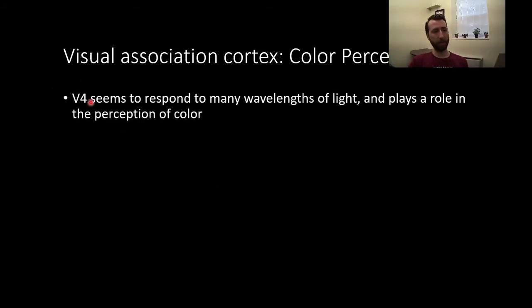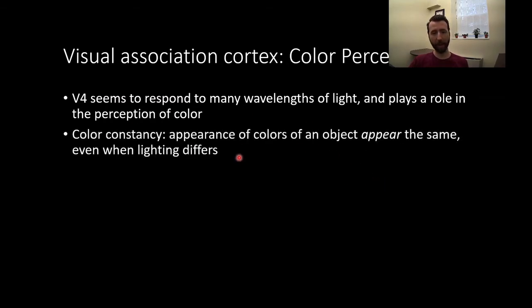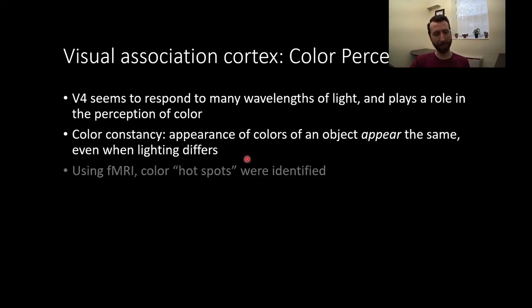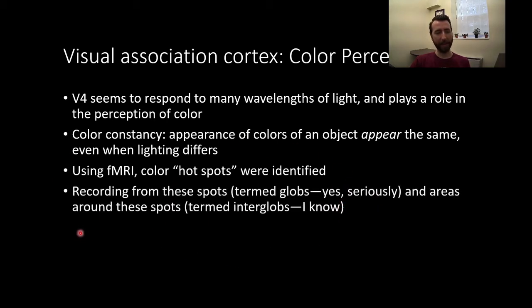V4, so visual association cortex area 4, responds to many wavelengths of light and plays a role in the perception of color. It helps us with color constancy, that concept we just talked about, where colors of the object appear to be the same even when the lighting differs. And remember, lighting differing matters, right? Because the physical thing that we're perceiving is wavelength of light. So this is a really cool thing, right? The light changes, but what we perceive the color as being stays the same. That's color constancy.